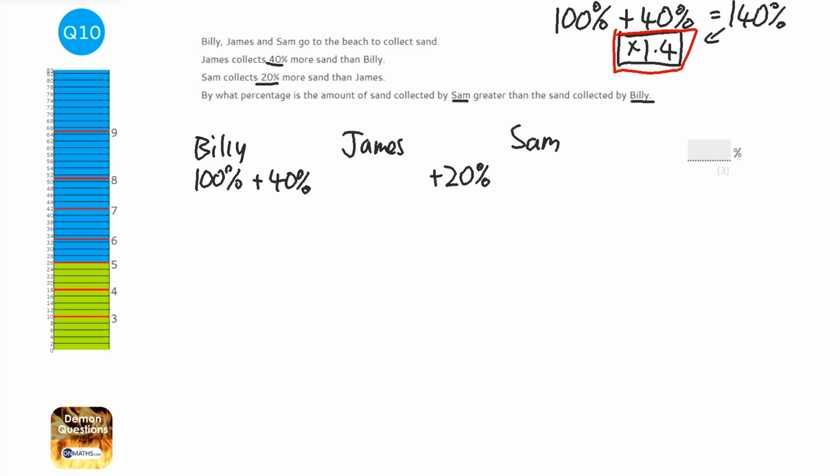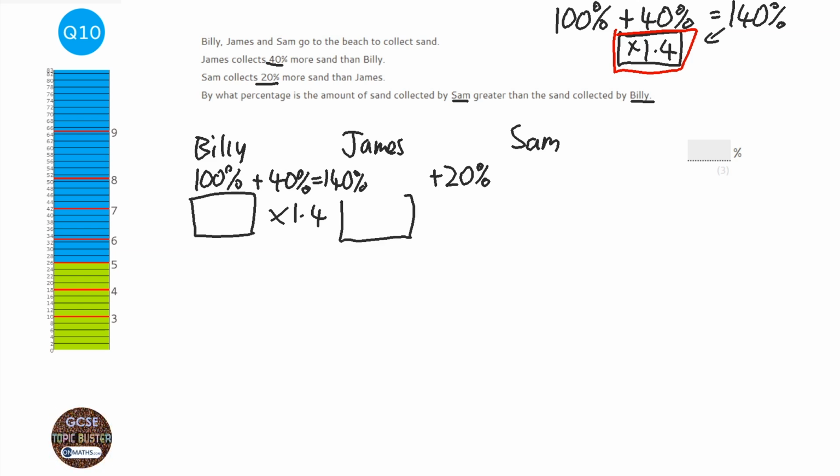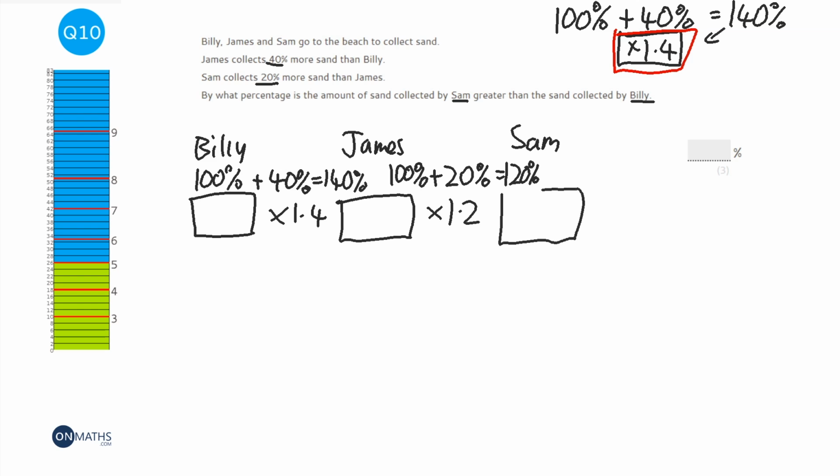Now, as a multiplier, that's going to be 1.4. So whatever amount Billy has, we're going to times that by 1.4 to get James's amount. Then, James then has the 100%. We add 20% on to work out what Sam has, which is 120% of what James has. As a multiplier, that's going to be 1.2. So we're going to times James's amount by 1.2 to work out Sam's amount.